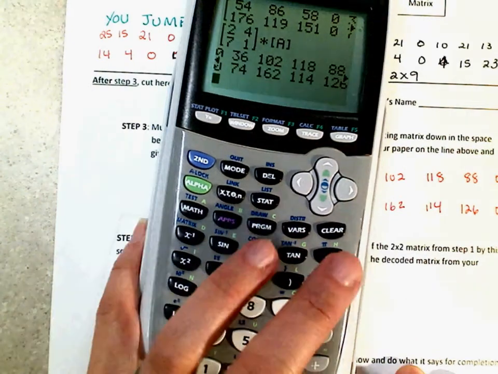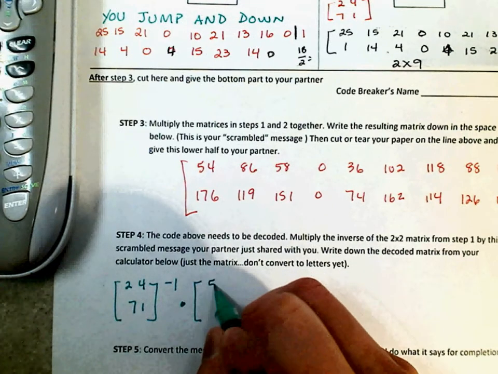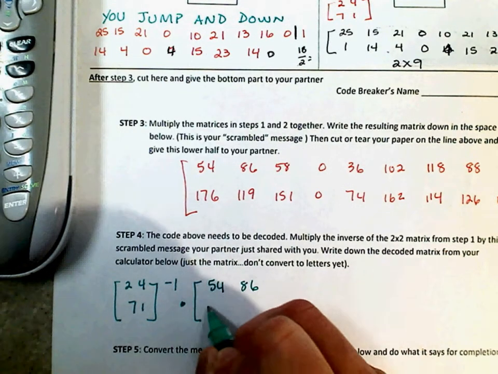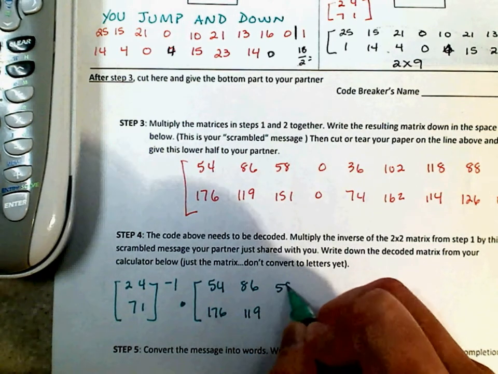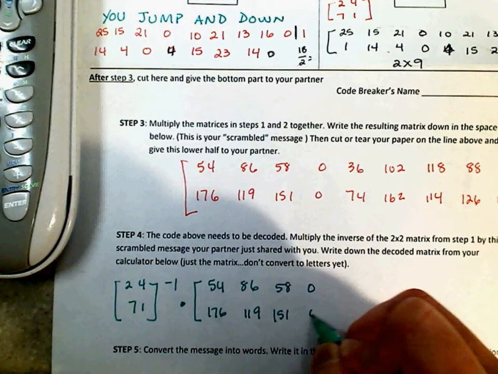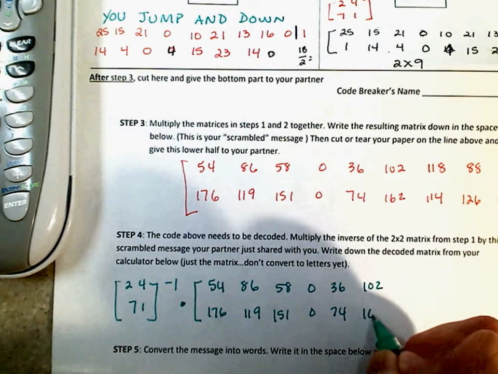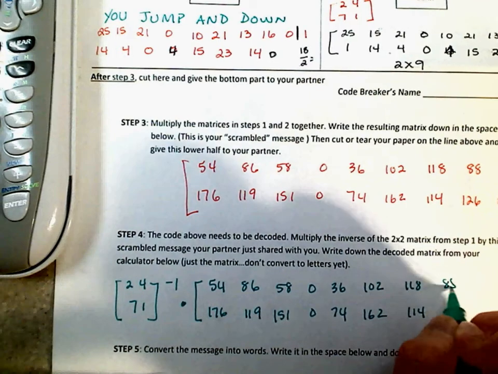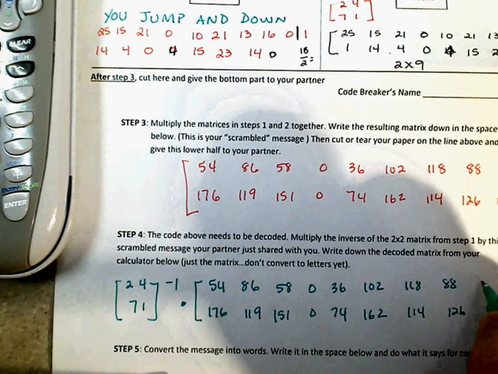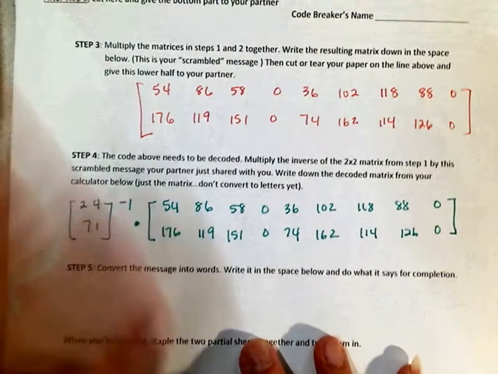All right, I'm going to use the inverse times 5486. I'm going to just go by columns. 58, 151, 00, 36, 74, 102, 162, 118, 114, 88, 126, 00. Now, so I'm going to use my inverse. I'm going to multiply by that.